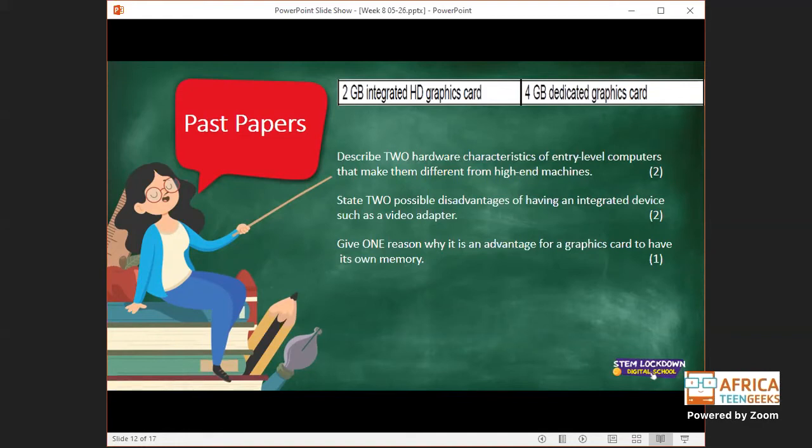Okay, state 2 possible disadvantages of having an integrated device such as a video adapter. Okay, we've spoken a lot about it now. So you can say anything about why. It's going to be slower, your quality is not going to be that good, processing speed is going to go down, or anything like that, as long as it's 2 different things. So if you say, for example, it's going to be slower, it would be correct, but you're going to have to say why it is slower to get a better mark.